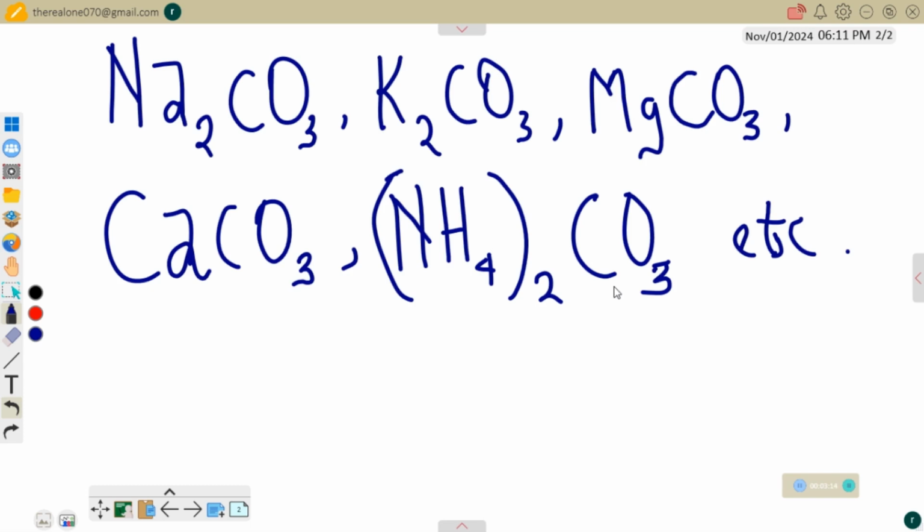They are inorganic compounds. The Na2CO3 is sodium trioxocarbonate(IV) salt. The K2CO3 is potassium trioxocarbonate(IV), magnesium trioxocarbonate(IV), calcium trioxocarbonate(IV), ammonium trioxocarbonate(IV). So all of these are inorganic compounds, and they are not studied under organic chemistry.